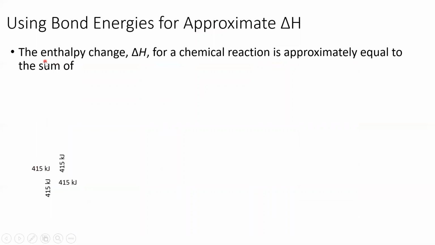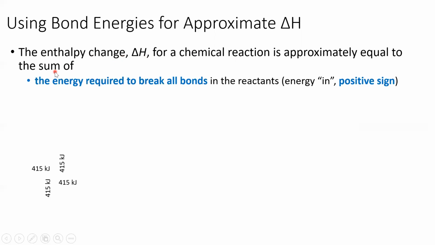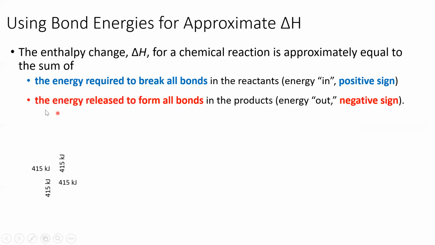So let's say that we want to deal with the enthalpy change for a reaction. It's going to approximately equal the sum of the energy required to break all the bonds plus the energy that's released to make all the new bonds. So if we start out with reactants, we would have to break all the bonds on the reactant side first, and that would require energy. And then the atoms would rearrange themselves and form new bonds on our product side, and that will give off energy.